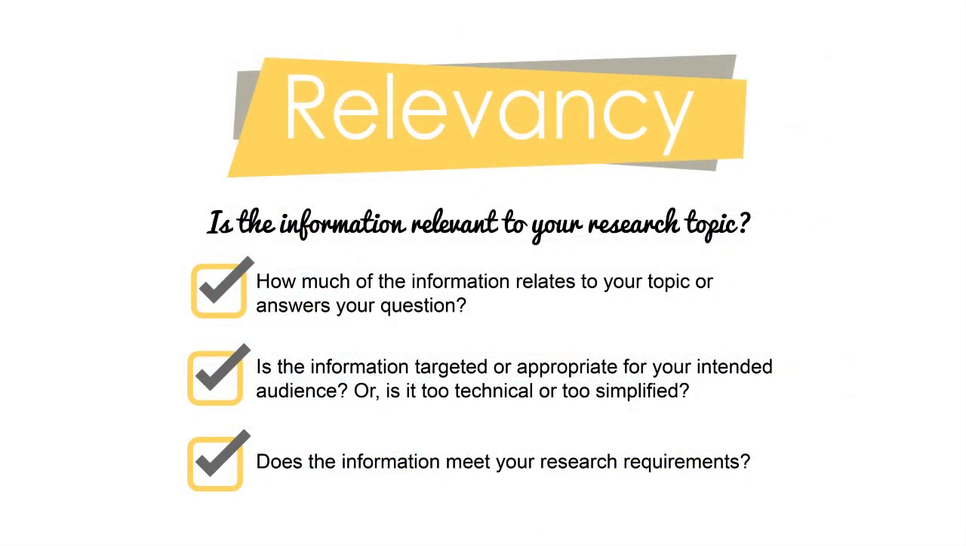In summary, the best way to figure out if the information is relevant to your topic is to ask the following questions. How much of the information relates to your topic or answers your question? Is the information targeted or appropriate for your intended audience? Or is the information too technical or too simplified for your intended audience? Does the information meet your research or assignment requirements?